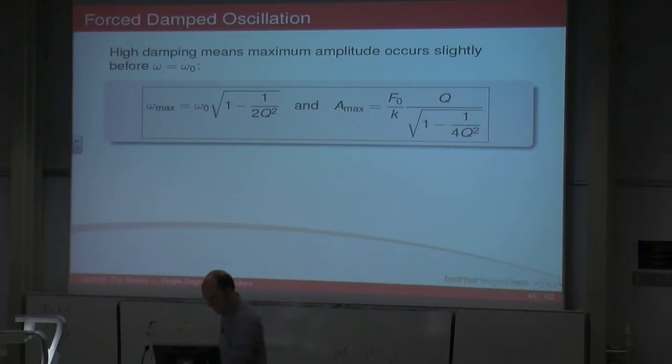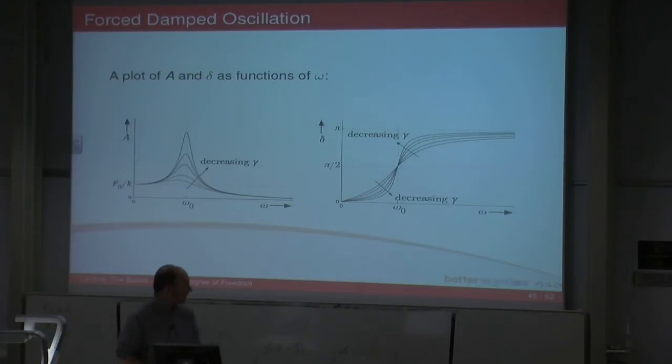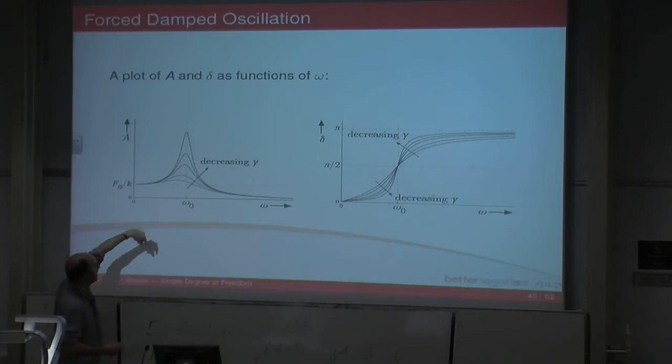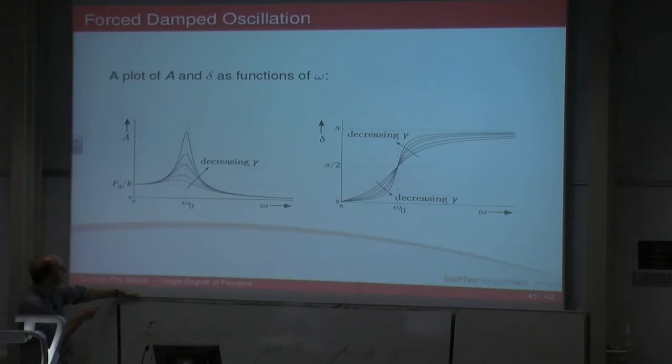Now, the eagle-eyed among you would have noticed that at high damping, so this end, the maximum point of this curve is slowly moving away from this point here. You can see that for this one, the maximum point is over here. It doesn't always occur at omega naught. It depends on the value of your damping. The maximum point is over here for this line, but it's virtually on omega naught for that one.